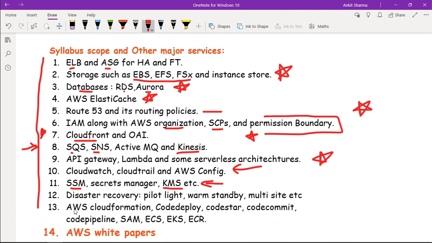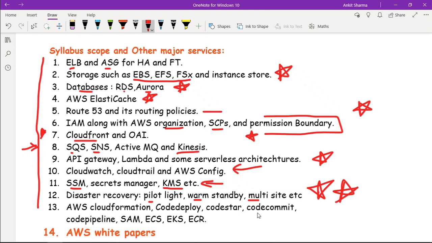And disaster recovery is again the foremost thing. I'm making 2 stars here because disaster recovery is really important. Whatever architecture you design, it can fail. It has a possibility of failure. So if it fails, what are your disaster recovery plans? So all these things are your strategies which you employ for disaster situations. So please understand all these things like pilot light, warm standby, multi-site. What are these and what is the difference between each and every one of them? How is the cost associated with the particular strategy?